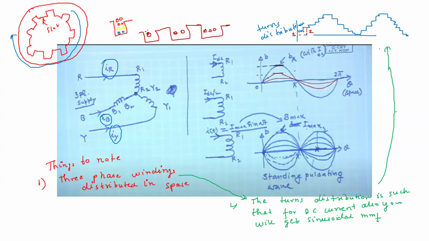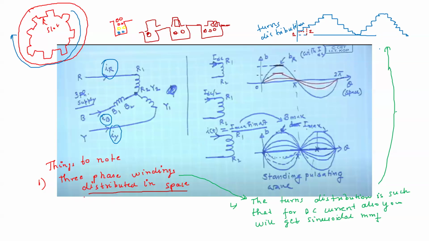Basically a turn is like this, right? A single turn. You can make this a double turn or something like this. You can make it multi-turn. So this is the turns distribution. Now the turns distribution is in such a way that this is what is called distributed in space. It means the distribution of the turns is such that even if you give it a DC current, you will get a sinusoidal MMF.